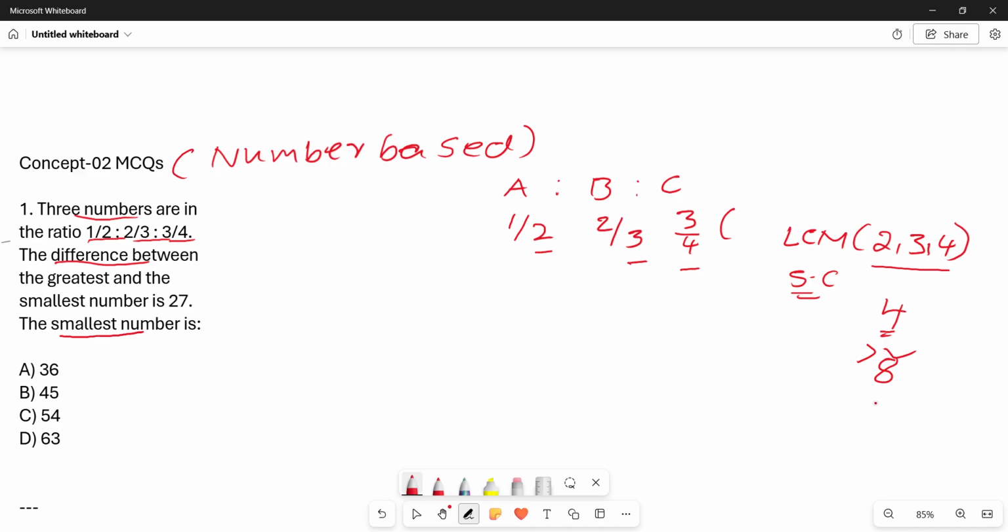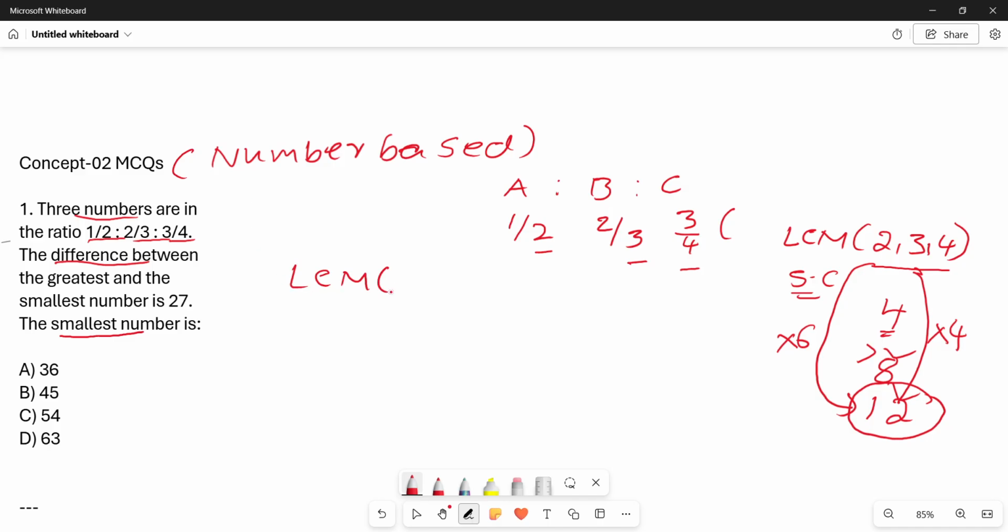Then go again to the next multiple of 4. It is 12. Is 12 a multiple of 2? Definitely, 2 into 6. Is 12 a multiple of 3? Yes, definitely, 3 into 4. So it satisfies 2 and 3. So the LCM becomes 12. The LCM of 2, 3, 4 is absolutely 12.